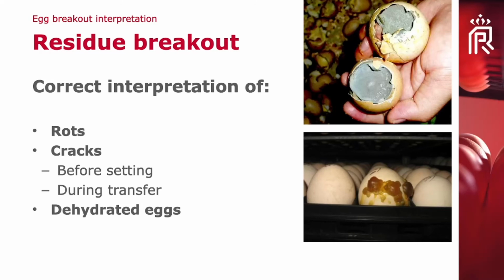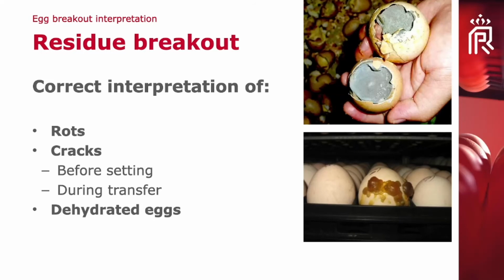Also important is cracks. Now, you can have cracks before setting or during transfer. And if you do some residue breakout, you can actually distinguish between those two. Now, if you see cracks from before setting, we usually see that the air cell is pretty large because the egg has actually lost a lot of moisture during incubation. If we see that the cracks were actually from during transfer, it shows more often than not that the shell membranes are attached to the embryo itself, so the membranes have already dried out as well. We also see dehydrated eggs.